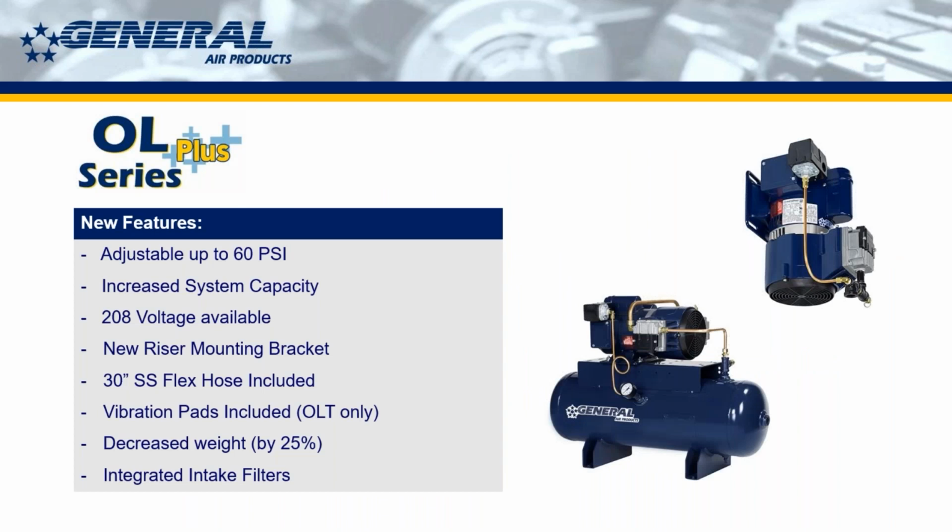Some of the OL Plus features: increased system capacity over our older units, and they're adjustable up to 60 PSI now. We do have 208 voltage available with all of these motors. We have a new riser mounting bracket that makes it a whole lot easier to mount. This has been out for, I want to say, about 3 or 4 years at this point that we've been doing these types of new features.